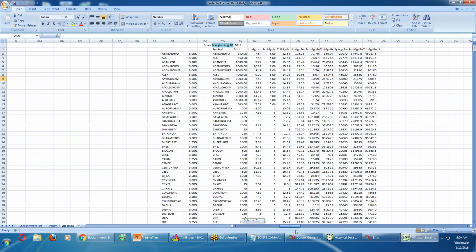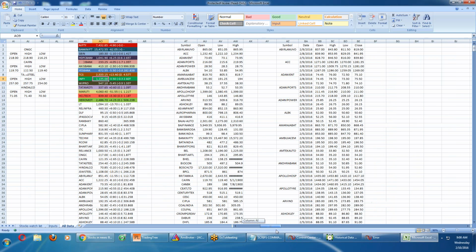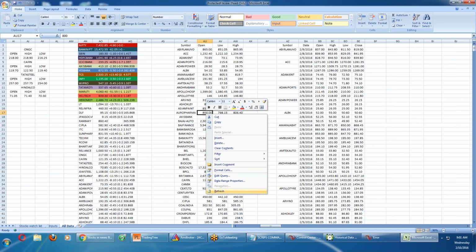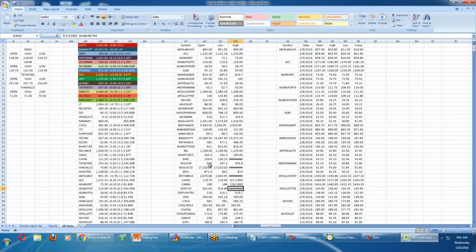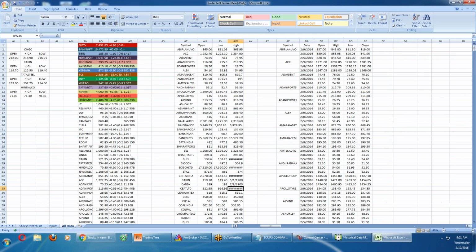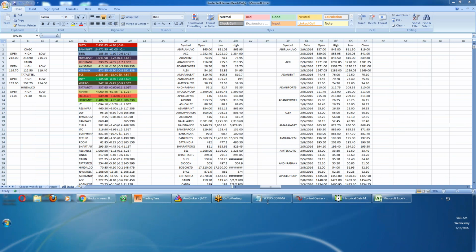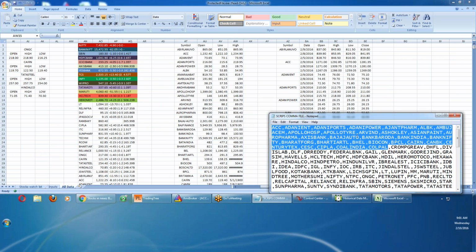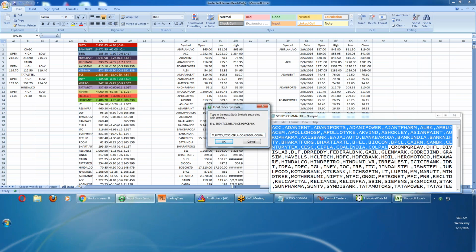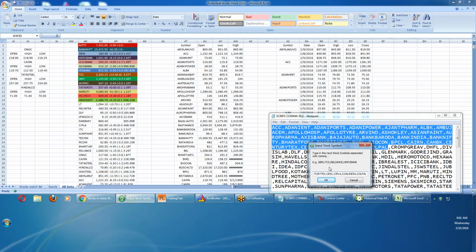So there's some problem with the data. So let me just fetch the data. Meanwhile, I'll just open the TradingTree charts. Let me just copy and paste. We'll just wait. Once we get the data, we'll do this.